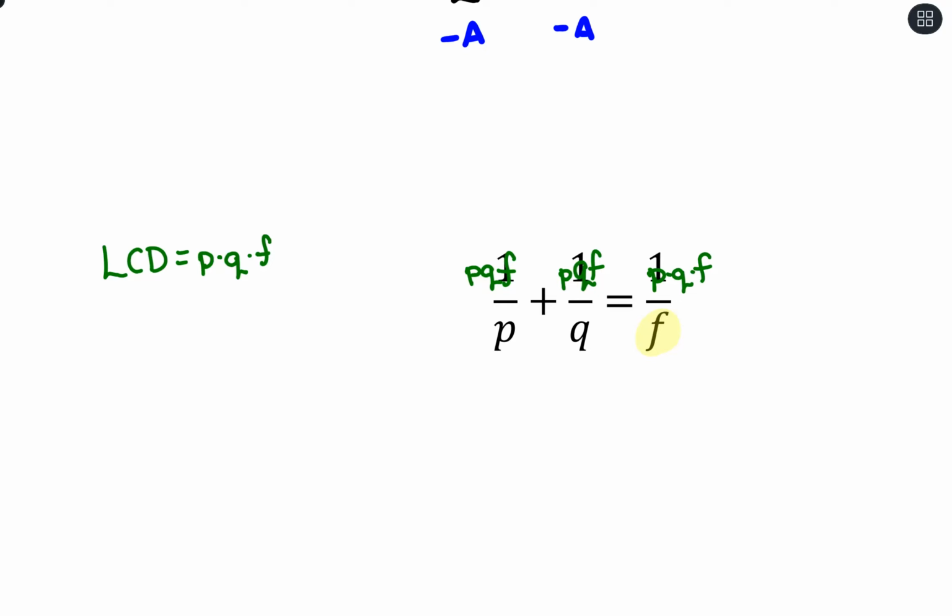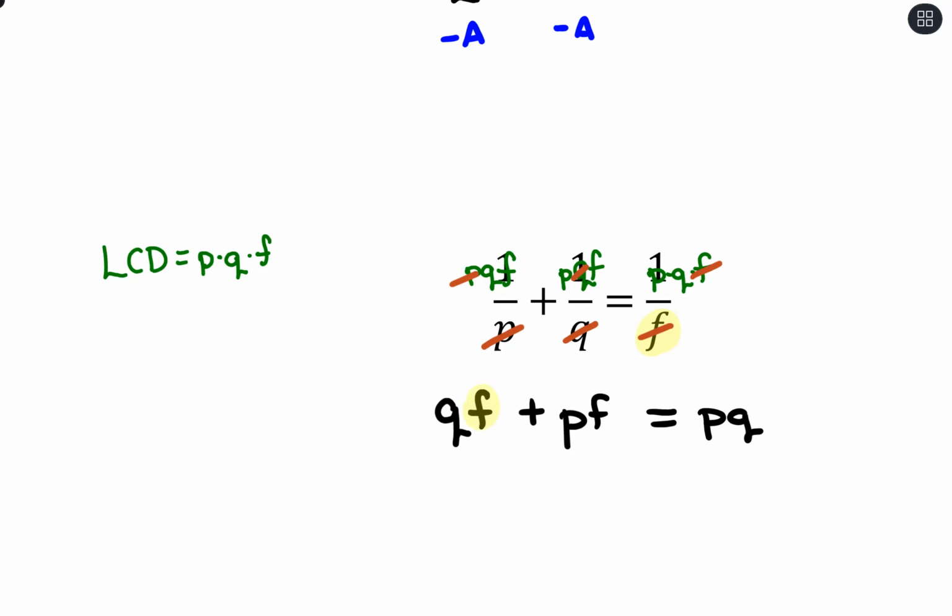And we should get some nice cancellations here. In that first term, the p's cancel out, so we would just have q and f on one side, plus the q's cancel out, so we would just have p and f on that one, equals the f's cancel out, so we just have p and q.